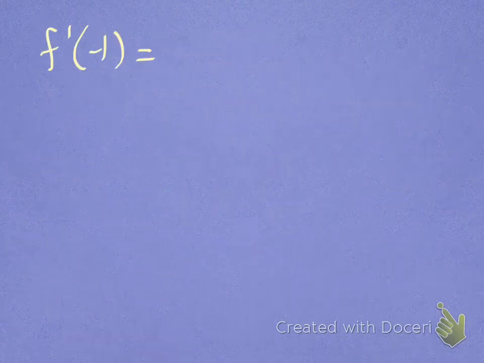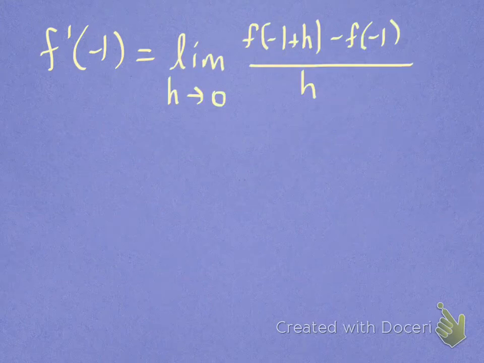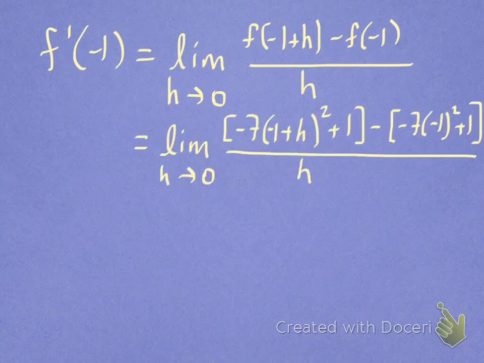So the limit definition of the derivative is the limit as h goes to 0 of f at negative 1 plus h minus f of negative 1, all over h. So here in my limit definition of the derivative, a is negative 1, since I'm computing the derivative at negative 1. So then I use function notation, and I have the limit as h goes to 0 of negative 7 times negative 1 plus h quantity squared plus 1, minus negative 7 times negative 1 squared plus 1, and this is all over h.